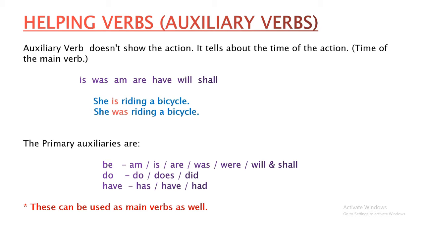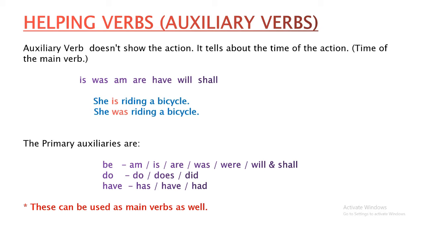And now you can see the primary auxiliaries or the main auxiliaries. Be, do, have. We use these auxiliaries more often. Be verb, you know there are three parts: present, past and future. In present we use am, is, are. In past we use was, were. In future we use will and shall.